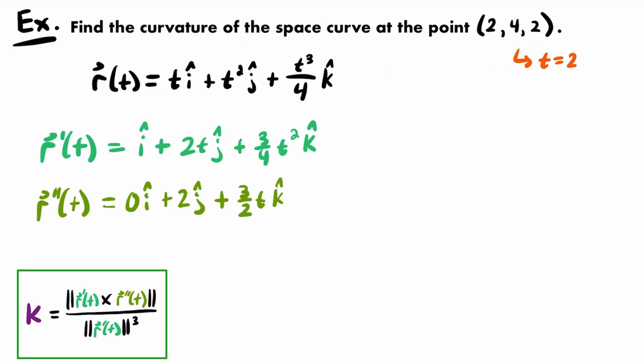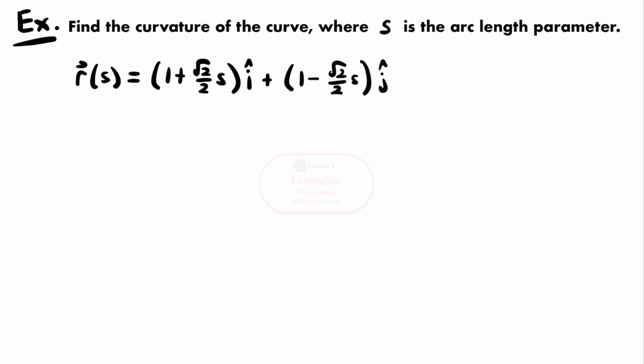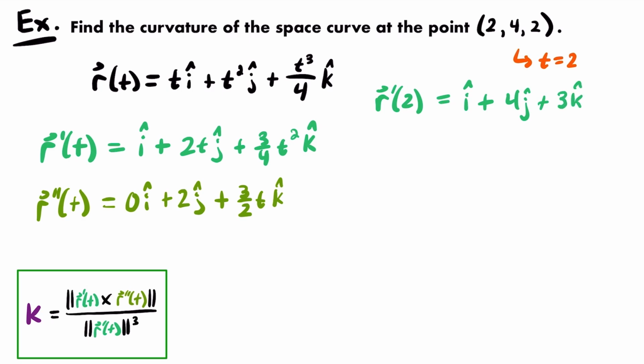So what we want to do is plug in 2 for t in these two vector functions, and then use them in that cross product and the magnitude of the derivative of the vector function. Starting with the first derivative, r prime of 2 is equal to i plus 2 times 2, which is 4, so we have 4j, and then plus 2 squared times 3/4. 2 squared is 4, so we have 4 times 3/4, which just leaves us with 3. So we have plus 3k. That is r prime of 2.